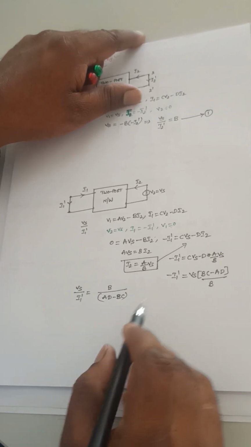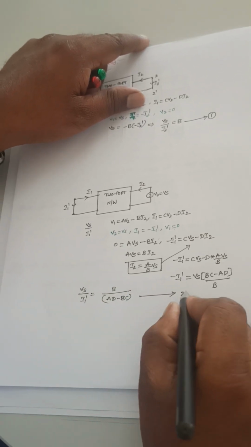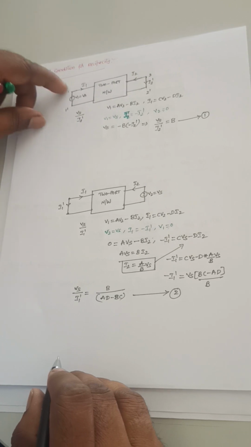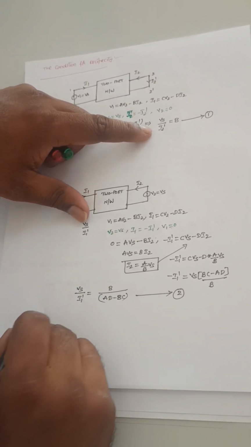If I cross multiply and multiply with negative sign, then this expression I will get. So it is equation number 2. As per the reciprocity theorem, this Vs by I2 dash is equal to Vs by I1 dash.